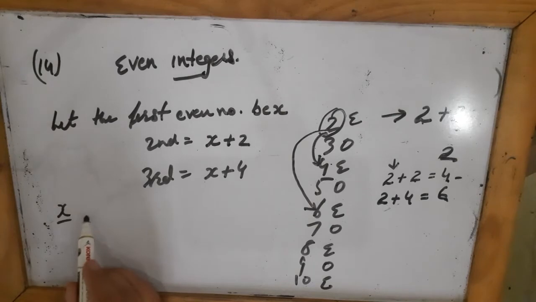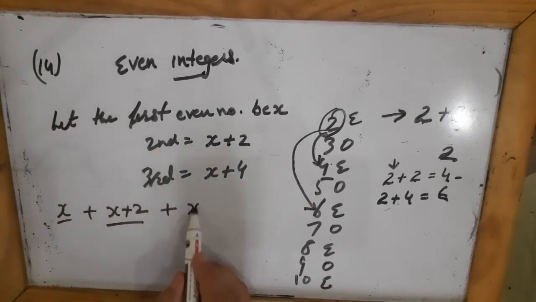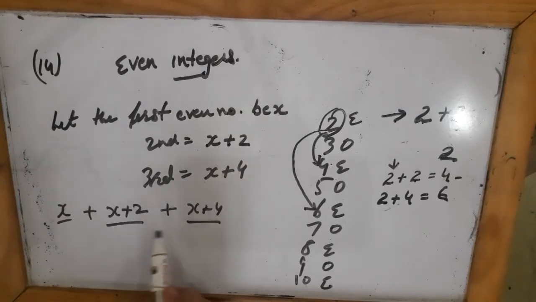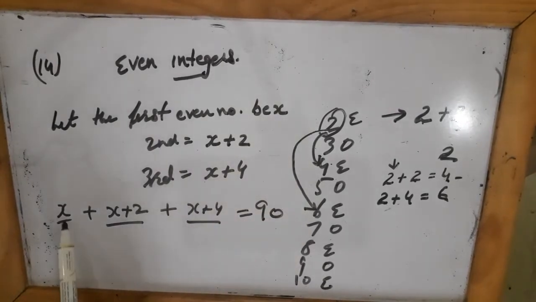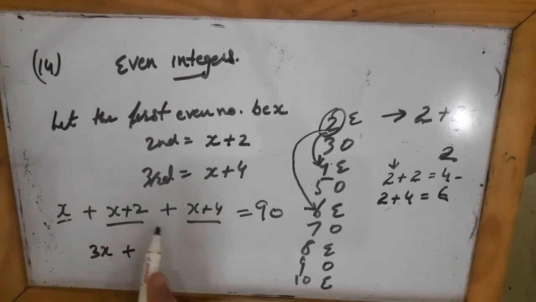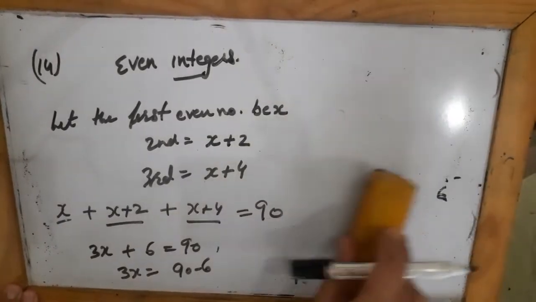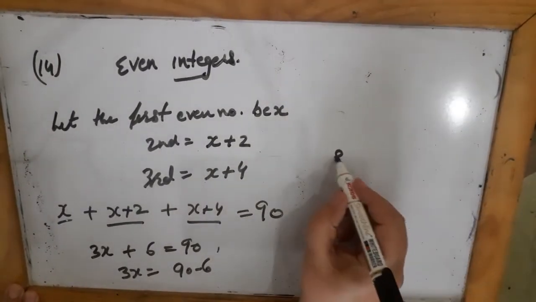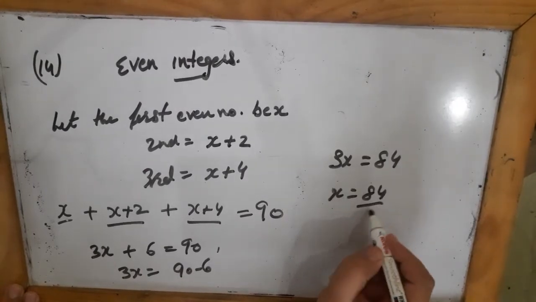So x plus 2, my second number, then plus x plus 4. They are saying the sum of all these integers is 90. So solving, x becomes 3x, and 4 plus 2 is 6, is equal to 90. 3x is equal to, shift 6 to that side, and it will become 84, and x will be 84 divided by 3.